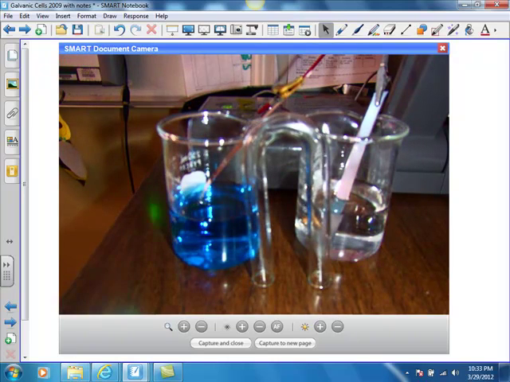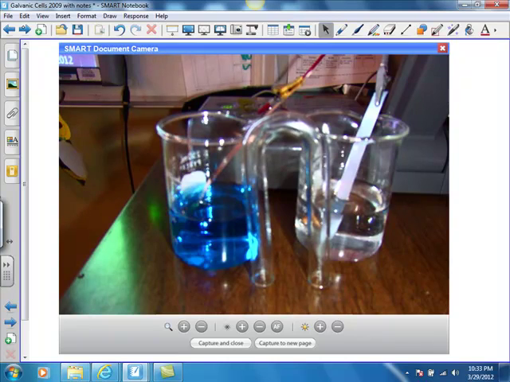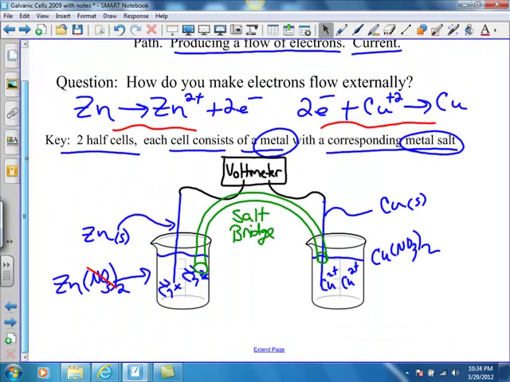Okay, and what you do with that salt bridge is you are actually going to fill that salt bridge with a salt. So we're going to put some salt in there like KNO3. Okay, and we're going to fill it all the way up with KNO3. And what that KNO3 is going to do is that actually connects those two beakers. And now that I have those two beakers connected, the electrons can flow, okay?